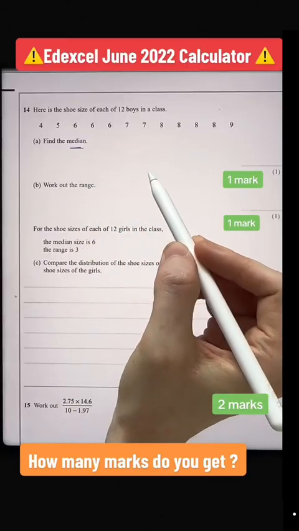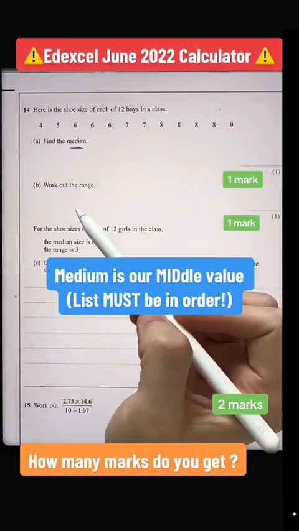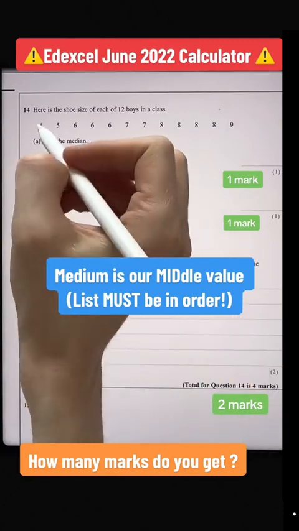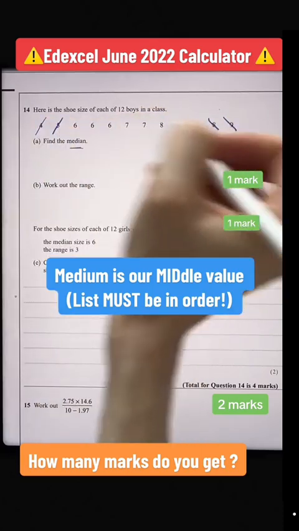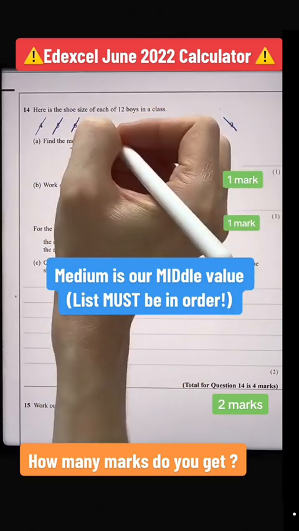Well, our median is our middle value. Our list must be in order. As our list is already in order, I simply cross off the smallest on the left-hand side with the largest on the right side. And I repeat this process until I'm left with only one value in the middle.